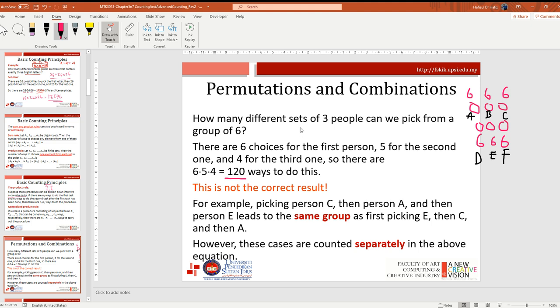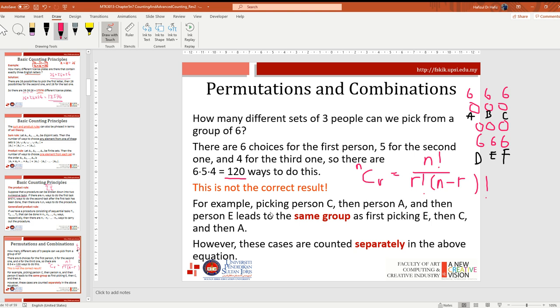Okay, for example here, how many different sets of three people can we pick from a group of six? We have person A, B, C, D, E, and F, so we have six people. So if we go by permutation and combination, this one is C3, C6. We have C(N, R) equivalent to N factorial over R factorial times N minus R factorial. Okay, this one is the formula. This is not the correct result.